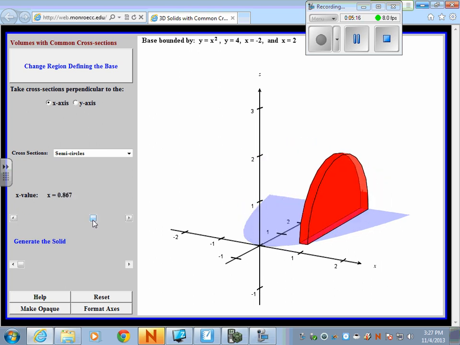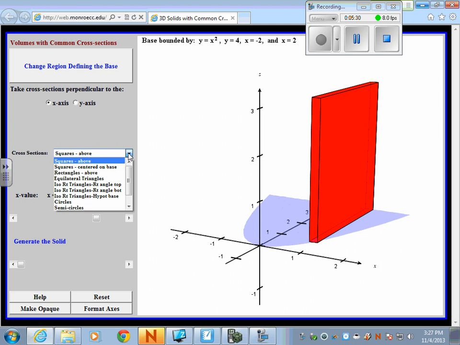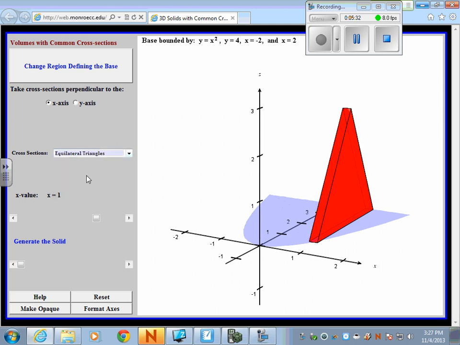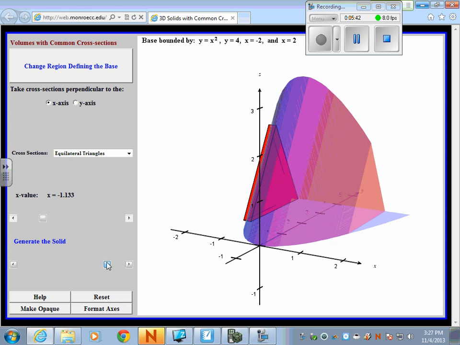And if I were to generate this whole solid by putting those all in, I'm going to create a solid that looks like this. So each solid is going to be different. They're going to look different based on the cross section that is chosen. So let's look at maybe equilateral triangles. So again, here's an equilateral triangle. We're going to add up all of these equilateral triangles that are created here. Let's create the solid, and this solid looks like this.